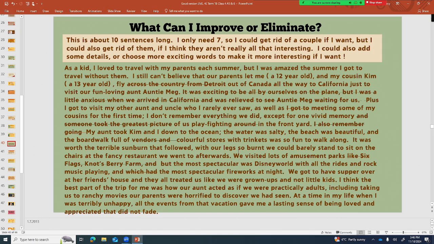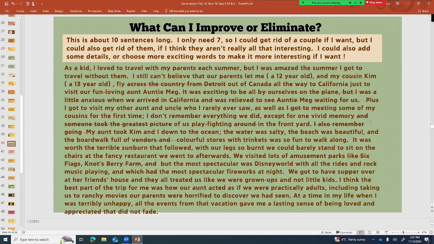As a kid, I loved to travel with my parents each summer, but I was amazed the summer I got to travel without them. I still can't believe that our parents let me, a 12-year-old, and my cousin Kim, a 13-year-old, fly out of Canada all the way to California just to visit our fun-loving Auntie Meg. I got to visit my other aunt and uncle, who I rarely ever saw, as well as meeting some of my cousins for the first time. I don't remember everything we did, except for one vivid memory of us play fighting in the front yard.